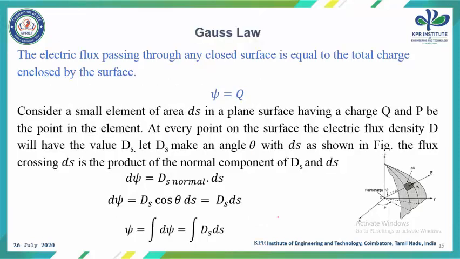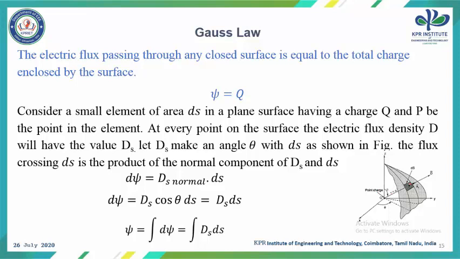Now we will discuss Gauss law. The statement for Gauss law is the electric flux passing through any closed surface is equal to the total charge enclosed by the surface. That means psi is equal to Q. Just look at this figure. Consider a small element of area dS in a plane surface having a charge Q, and a point P be the point in the element. At every point on the surface, electric flux density D will have a direction. Let D make an angle theta with the surface dS.